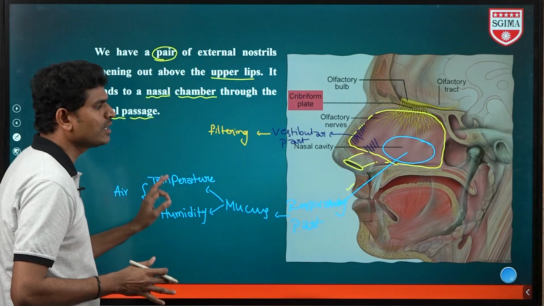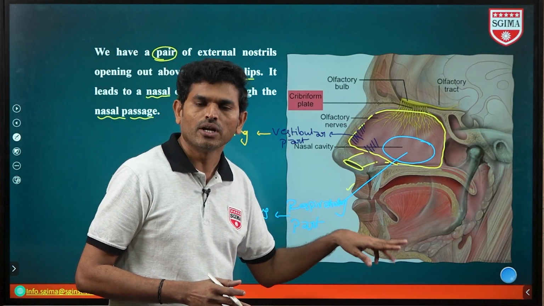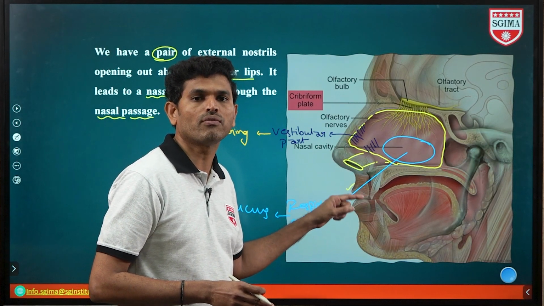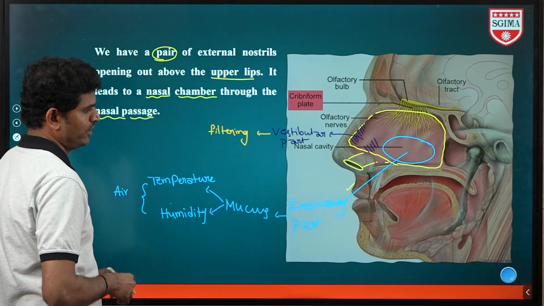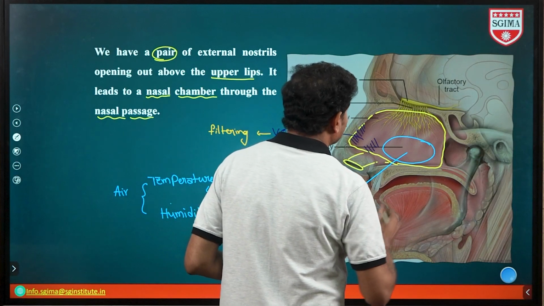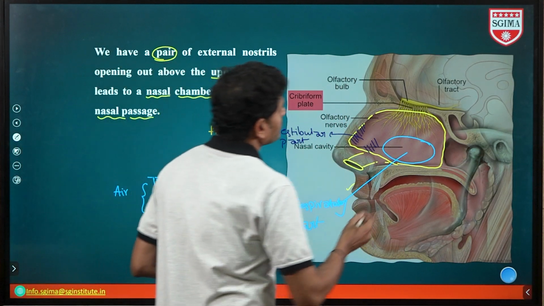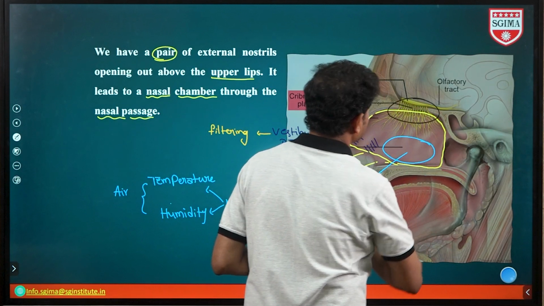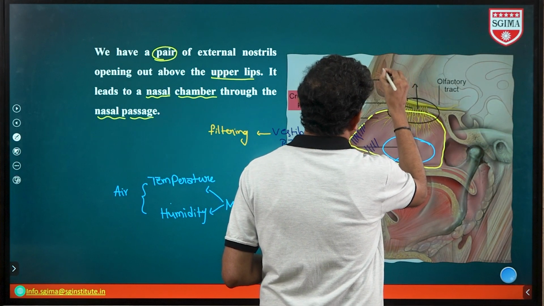So the nose conditions the inhaled air. That's why the nose is known as the natural air conditioner of our body. This is a nature or God-gifted feature of the human body. Next, the other area which is above this respiratory portion is known as the olfactory part.